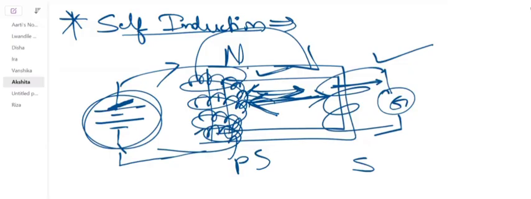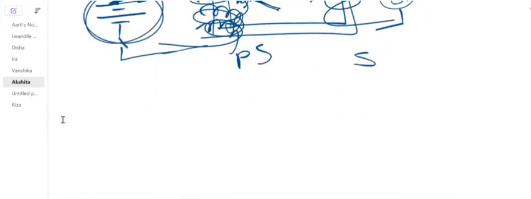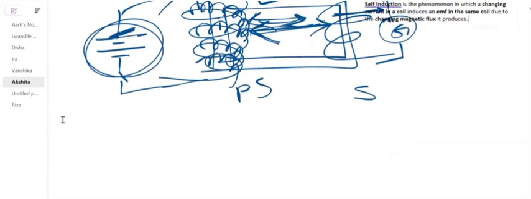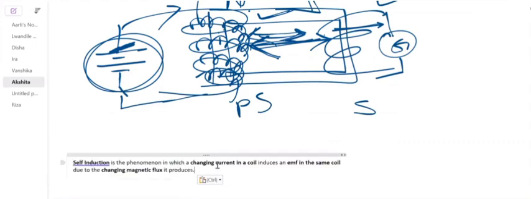So it is a phenomenon in which the changing current in the coil induces the EMF. Self-induction is the phenomenon in which the changing current in the coil induces EMF in the same coil, due to which magnetic flux is generated in the coil. Now let's come to what is mutual induction.